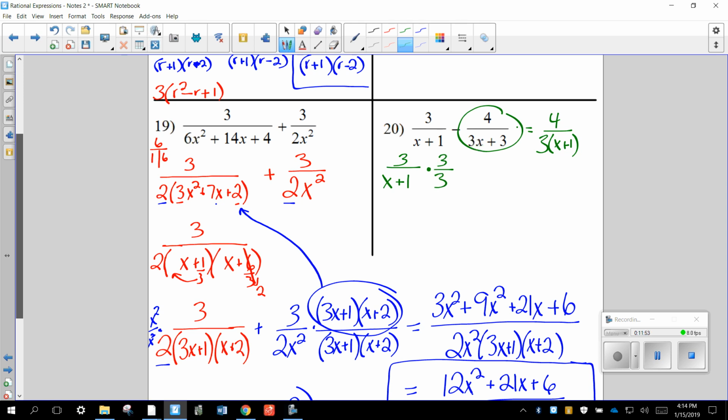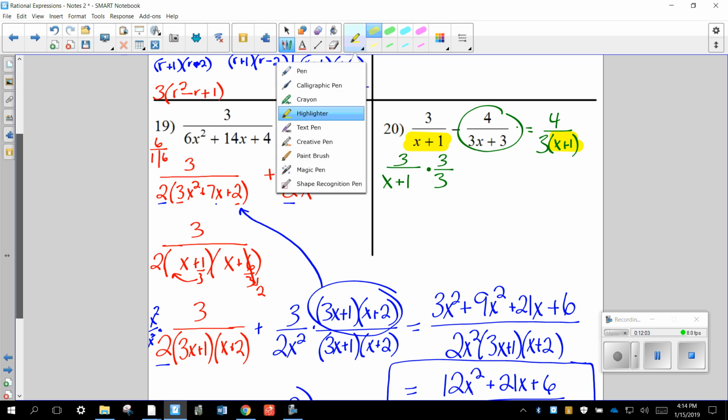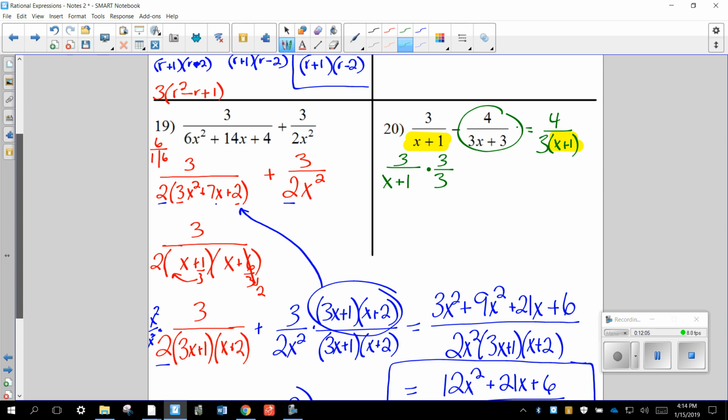So what pieces do they have in common? Both of them have the x plus 1, but the second fraction has a 3 in the denominator and the first one doesn't. So that's what we multiply by to make them equivalent. And then we're subtracting 4 over 3 times x plus 1. So 3 times 3, that's 9. 9 over 3 times x plus 1 minus 4 over 3 times x plus 1. 9 minus 4 is 5, so 5 over 3 times x plus 1.